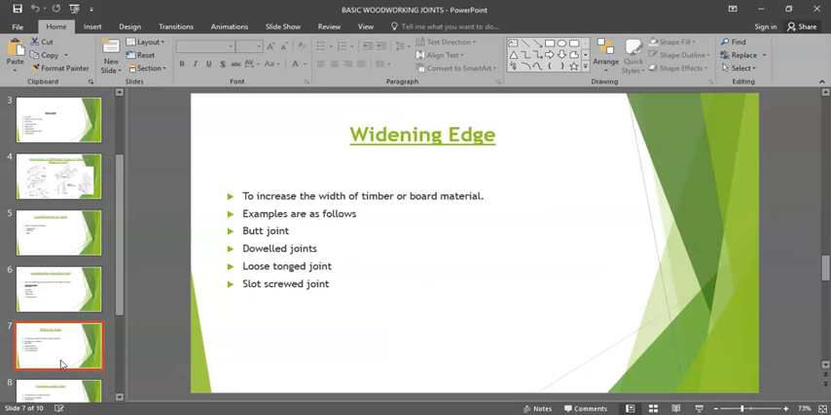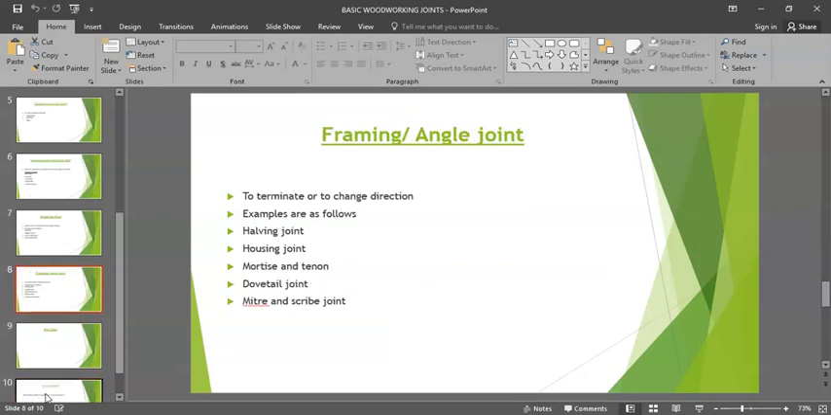Then the last classification of joint, the angle joint or framing joint, is used to change direction. Examples are as follows: halving joint, housing joint, mortise and tenon, dovetail, and mitre and scribe joint.